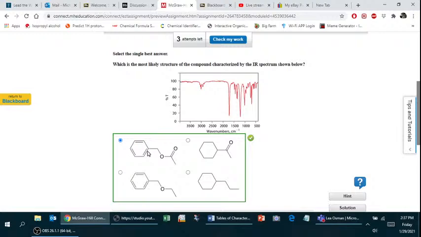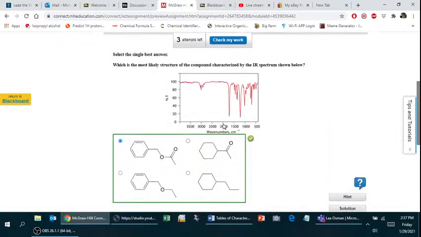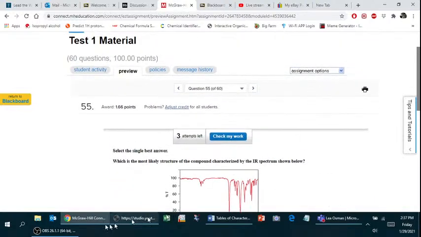Okay, let me take a look at that question because I don't understand why it's claiming that's an ester. I'm not seeing any bending modes here due to the aromatic ring. So if you're curious what the answer to question 55 is, it's this benzene ring attached to an ester. But I don't agree with them. So, sorry for that. Question 56.